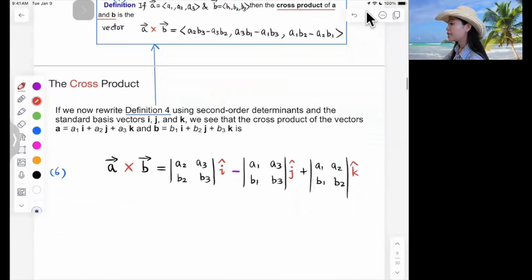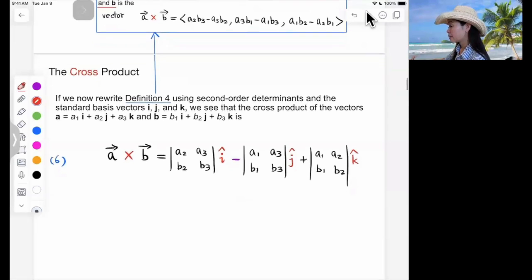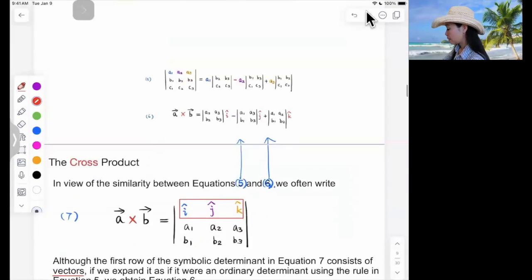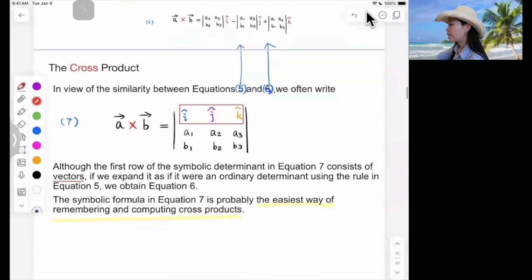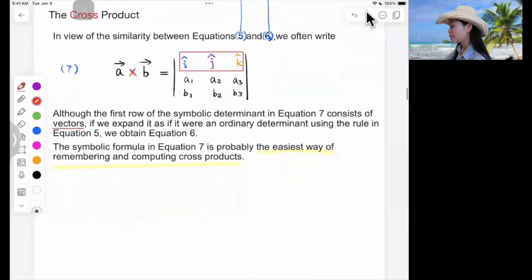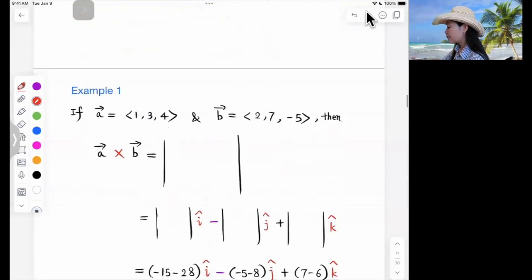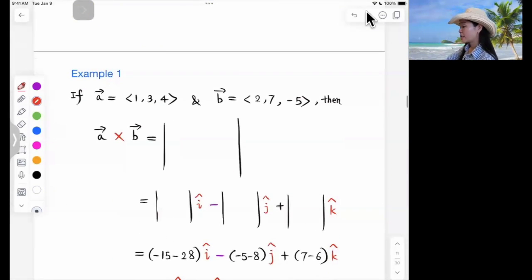So here I actually write it out in another way, so you see it in the notes. Again, I put it down here: IJK, component of A, component of B. Okay, let's practice on this. I'm giving these two vectors, A and B. Let's find the cross product of these two.